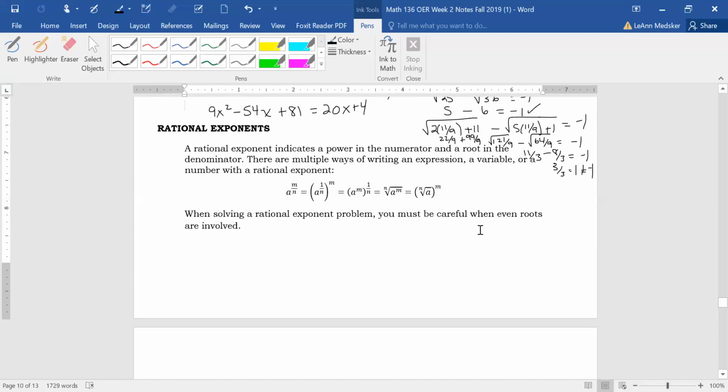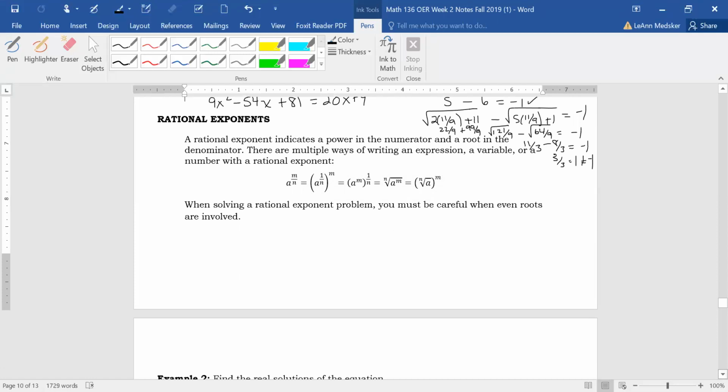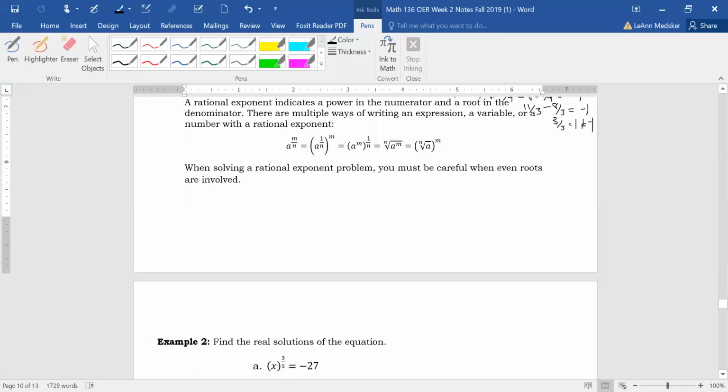When solving a rational exponent problem, we have to be careful when even roots are involved, because anytime you're talking about even roots, you have to think about how sometimes a negative and a positive both make a positive when you square them.